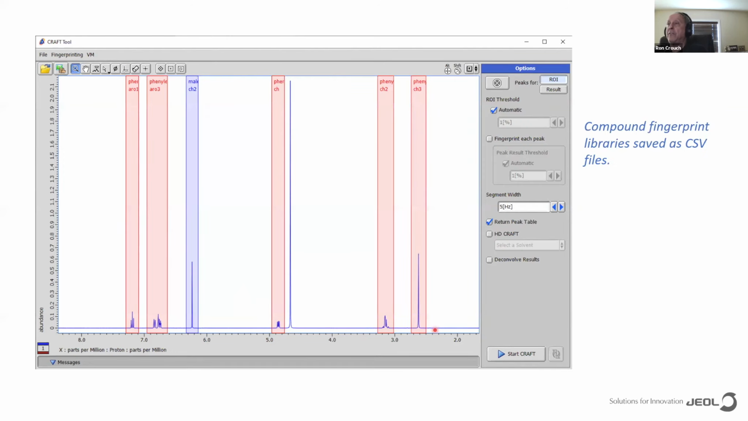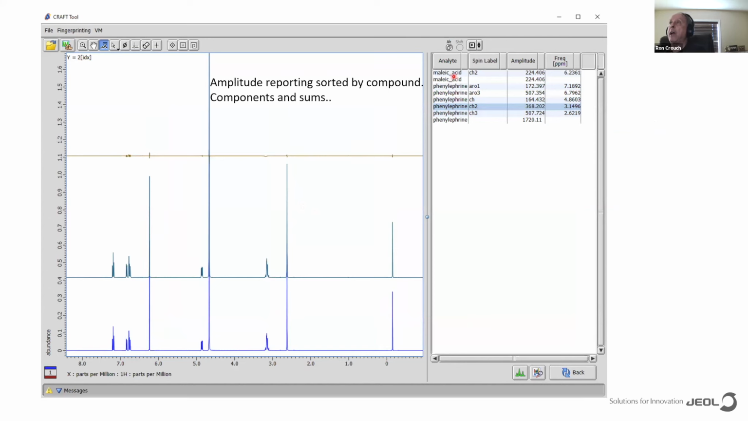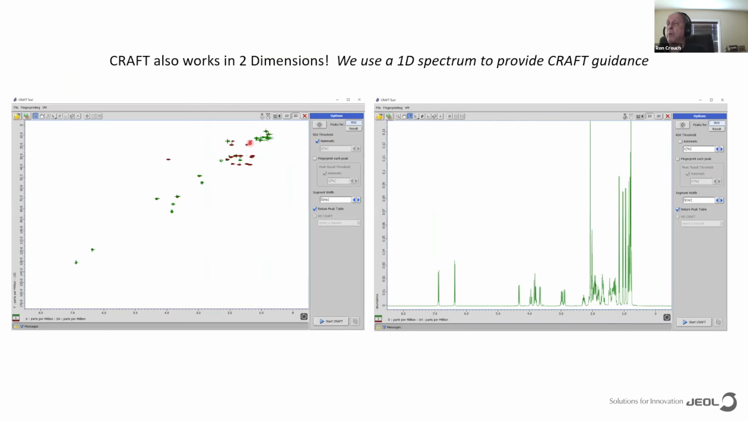We can also define things like CSV files that are fingerprints. So we can define this particular molecule and use it as a fingerprint in a mixture and come back and have CRAFT report the amount of material here separated by compound. This is a simple example with one material, but if I had fingerprinted 3 or 4 compounds, they would all be there. So CRAFT also works in 2 dimensions.